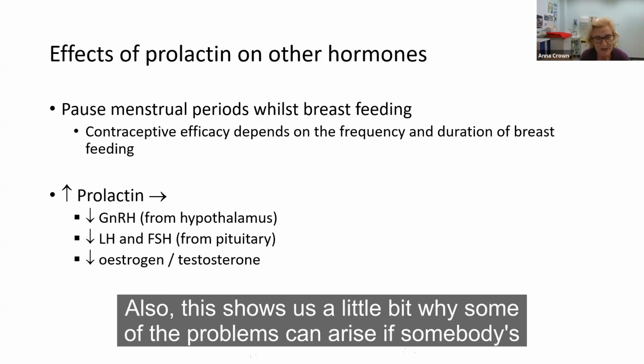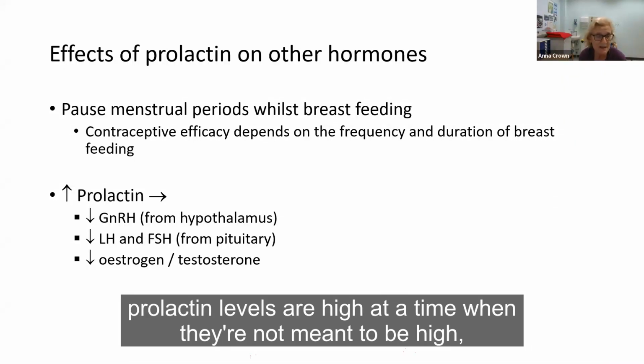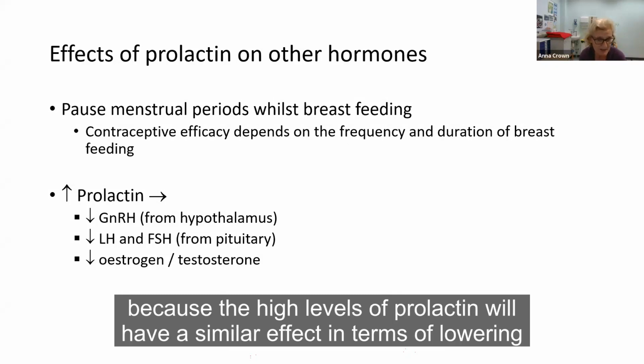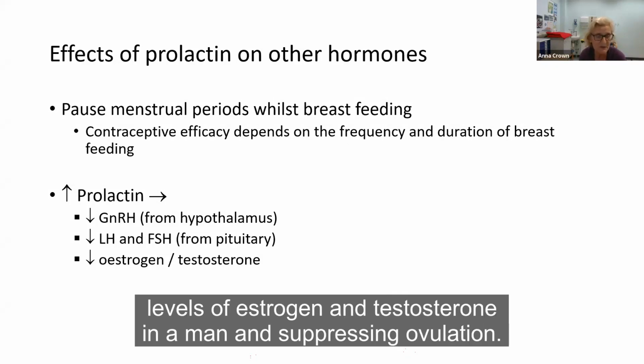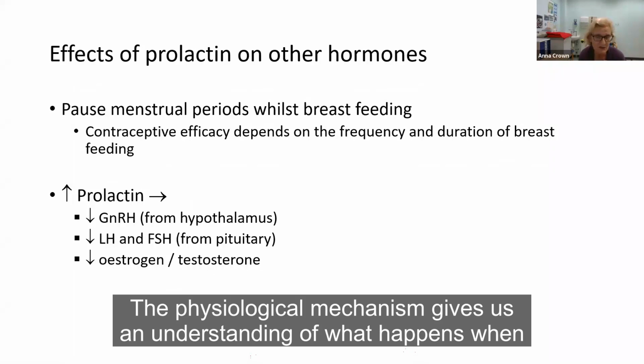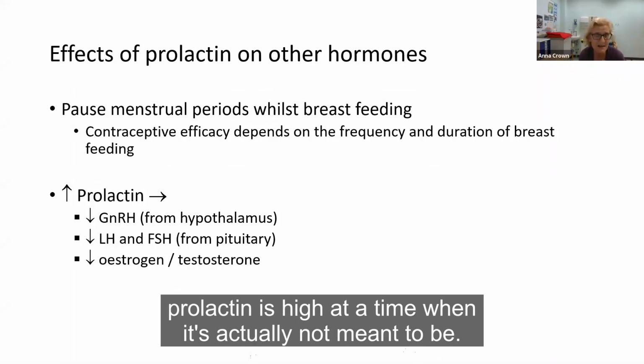This also shows us a little bit why some of the problems can arise if somebody's prolactin levels are high at a time when they're not meant to be high, because the high levels of prolactin will have a similar effect in terms of lowering levels of estrogen and testosterone in a man and suppressing ovulation. So the physiological mechanism gives us an understanding of what happens when prolactin is high at a time when it's actually not meant to be.